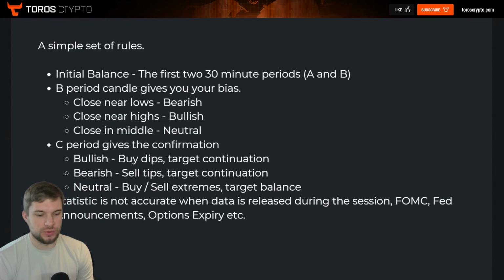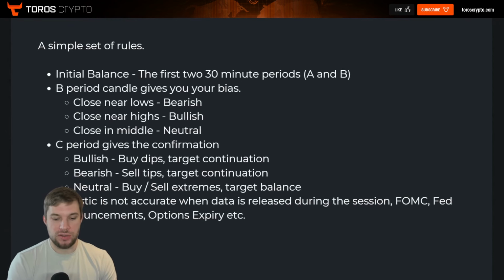So, a simple set of rules. First of all, the initial balance is the first two 30-minute periods of a session. On a TPO chart, this will be periods A and B. I'll show you that in just a sec.